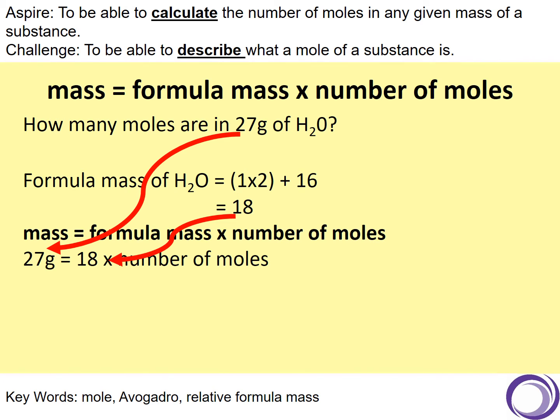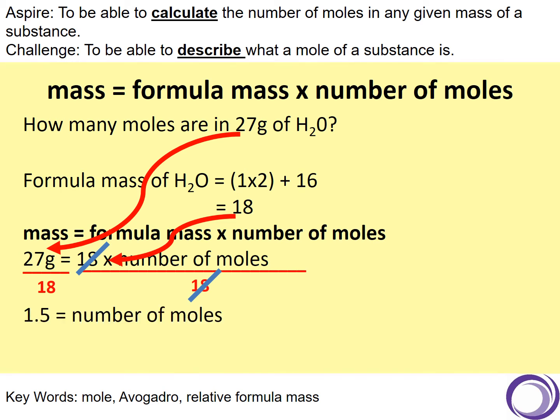But I simply want the number of moles, not 18 times the number of moles. So just like you would in maths, to simplify it down, I'm going to divide both sides by 18. 18 divided by 18 comes out as 1, so that leaves us the number of moles on that side. And then we do 27 divided by 18 on the other side to find the number of moles of that mass of water. So it comes out as 1.5 moles.